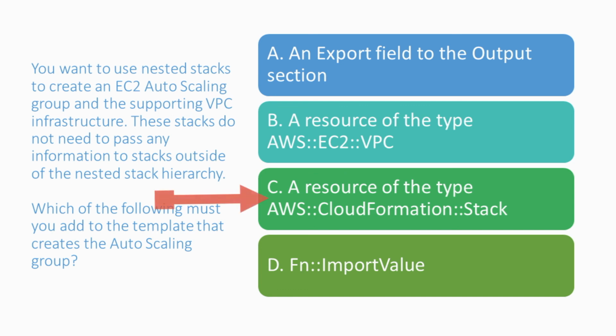Because when using nested stacks, the parent stack defines a resource of the type AWS::CloudFormation::Stack, which points to the template used to generate the nested stack. Because of this, there's no need to define a VPC resource directly in the template that creates the parent stack. There is also no need to export stack output values because the nested stacks do not need to pass any information to stacks outside of the nested stack hierarchy. For this same reason, you don't need to use the Fn::ImportValue intrinsic function, since it is used to import values exported by another stack.